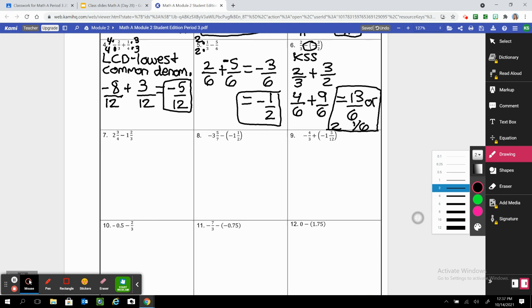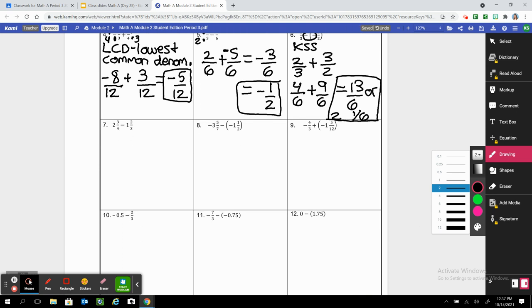All right, problem number 7 says 2 and 3/4 minus 1 and 2/3. So I will find a common denominator of 12. I will times this by 3 to get 2 and 9/12. This one I will times by 4. So I will get 1 and 8/12. All right, so I'm going to subtract my numbers. I'm going to do 2 minus 1. So I'll write that here. 2 minus 1. That's going to end up becoming 1.